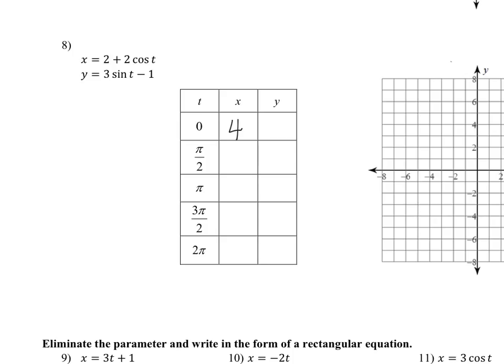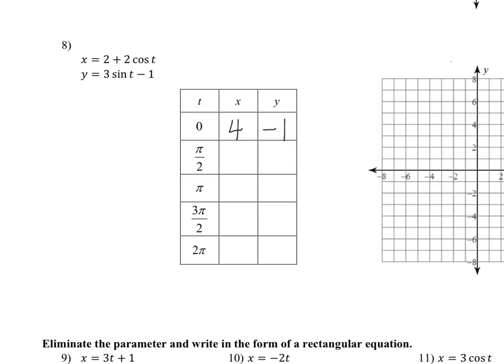And then I'm going to do the y value. The y value is, for sine of 0, is 0. So 0 times 3 is 0. 0 minus 1 is -1. And then I'm going to do pi over 2. So the value there at that angle is 0, 1, where cosine is 0 and sine is 1.